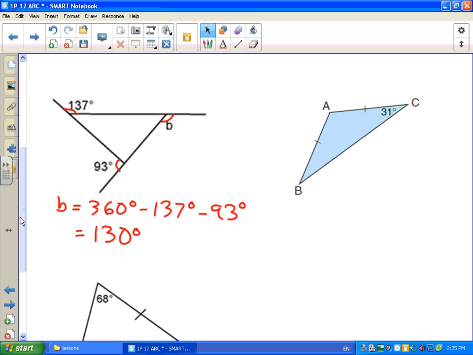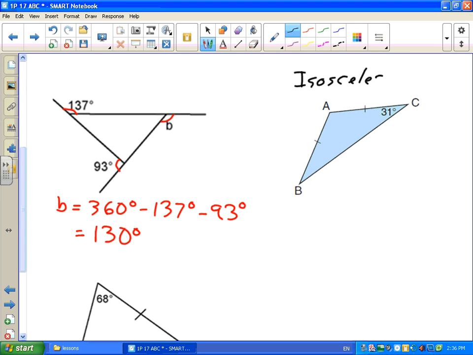All right, the last one we're going to do here is one that we haven't quite talked about yet. We've got a triangle here, but it's a special kind of triangle. We've got two sides that are the same length, so that makes it an isosceles triangle. What we have to know about isosceles triangles is that with two sides of the same length, the angles that are opposite those two sides are the same size. So if this one over here is 31, this one in here has to be 31 degrees as well.